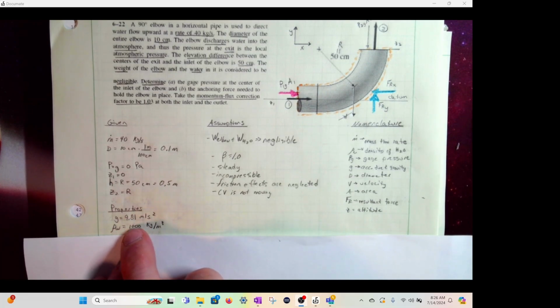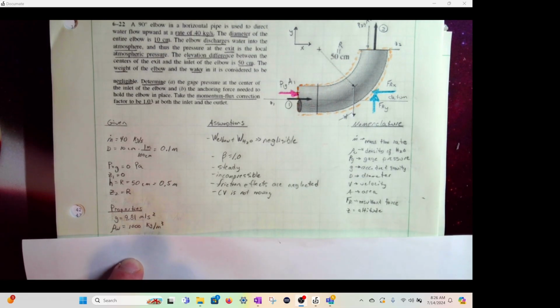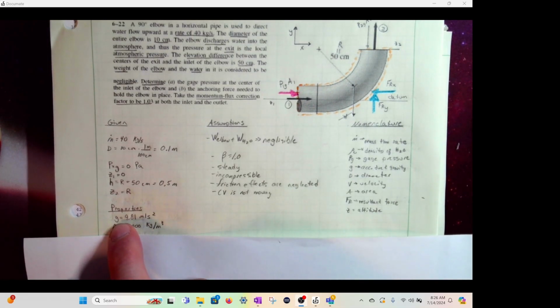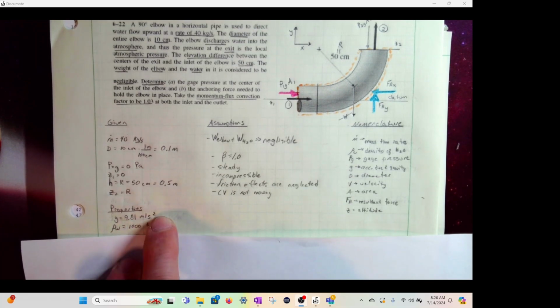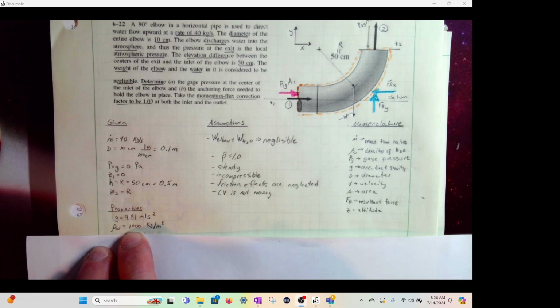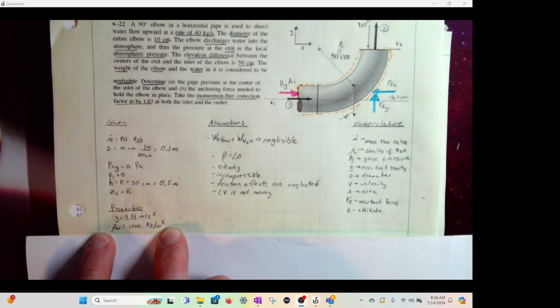Now I put properties. Well, what are properties? These are values that are found in tables or constants that you can find easily, or things that you just use in a typical equation that doesn't change. Like acceleration due to gravity, 9.81 meters per second squared. Pretty much we use that number all the time. Density of water we can use as 1,000 kilograms per meter cubed. It didn't tell us the temperature, so we can just use that. It does change based on temperature, but this is a property we could find if we needed to on a table.